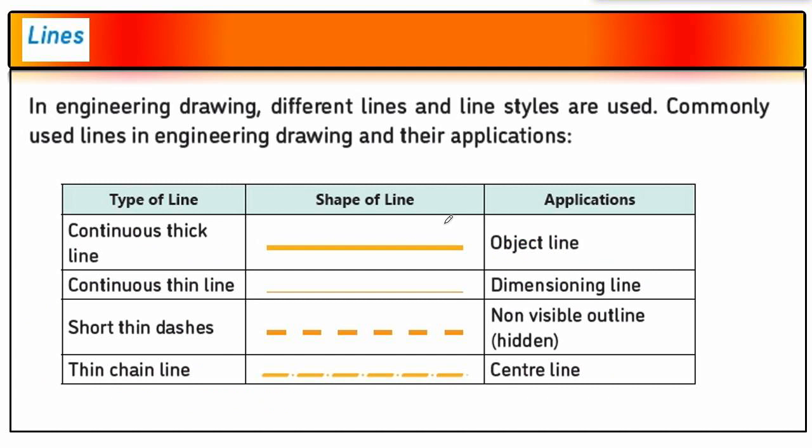Let's talk about lines. In engineering drawings, different lines and line styles are used, commonly used in engineering drawing and their applications. Let's look at the first type of line. We have a line called continuous thick line, which looks like this here, and is applied as object line. The second one, we have continuous thin line, which looks like this, and it's used as dimensioning line. The third one is the short thin dashes, as you can see here, and this one is used for non-visible outline, most of the time hidden. And the last one, thin chain line, which is basically just used for central lines.